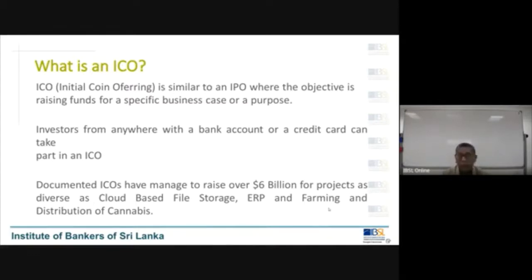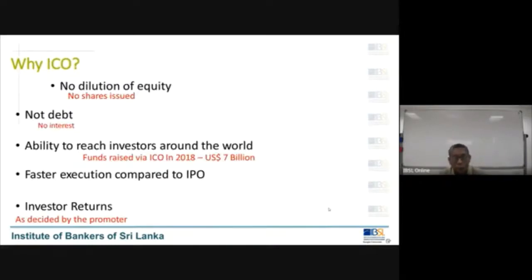Now ICO is similar to an IPO, as I said. What is an IPO? It is the initial public offering, the process by which a private company can go public to sell stocks, right? The objective is raising funds for a specific purpose. Investors from anywhere with a bank account or credit card can take part in an ICO, right? The money raised here is a substantially huge amount. Now, what are the characteristics of an ICO?